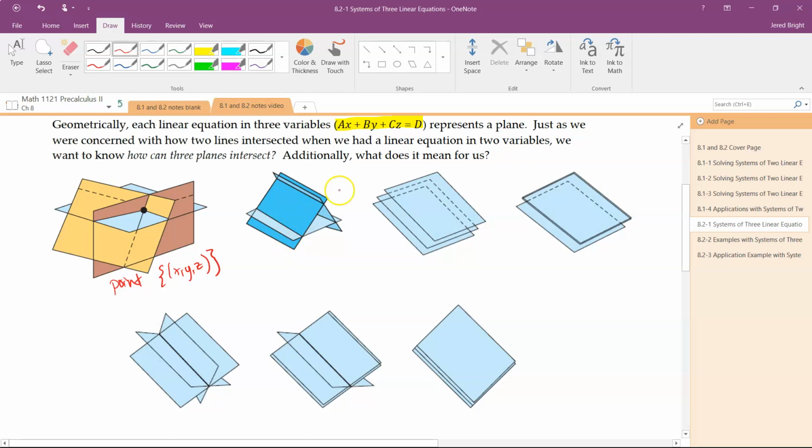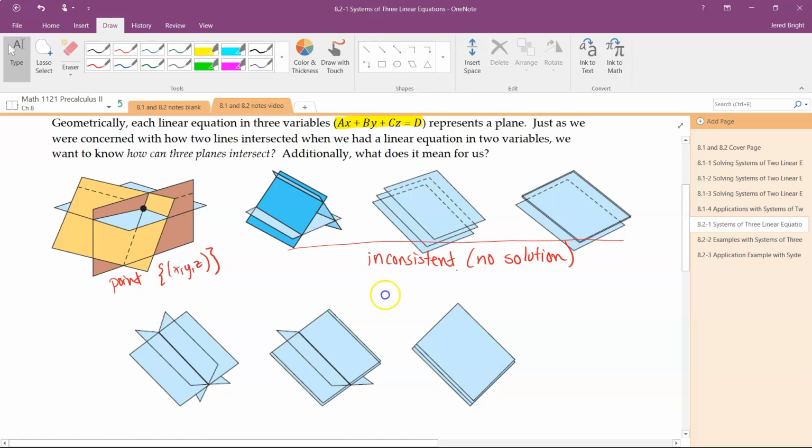But in each of these systems, there is no one place where they are simultaneously satisfied. So these are examples of our inconsistent systems. Inconsistent, and then what we think about in terms of solutions is that there's no solution. Or no one solution, I should say.